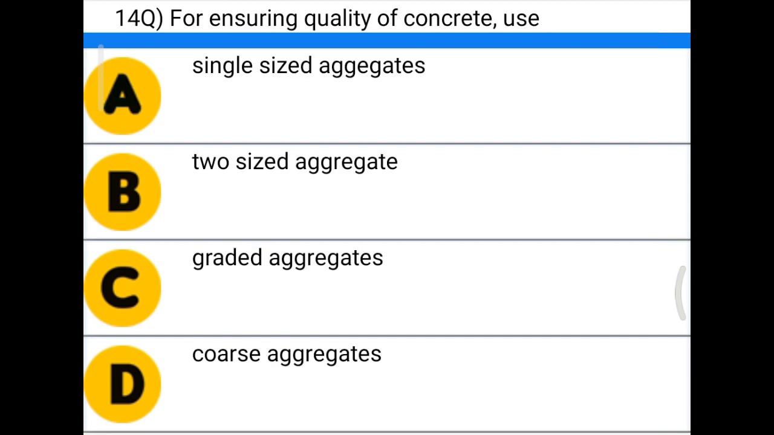Next question, for ensuring quality of concrete, use option A, single-sized aggregate. Option B, two-sized aggregate. Option C, graded aggregates. Option D, coarse aggregates. So the correct answer is option C, graded aggregates.